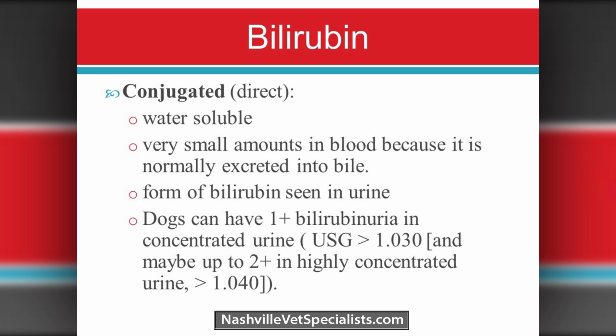Conjugated is the water soluble one. There are very, very small amounts in the blood because it's really excreted into the bile. This is the form that is actually in urine. So when you see bilirubin in the urine, that's what's conjugated. And dogs are the only species that can have a little bit of bilirubin in their urine normally when it's super concentrated. For any other, like cats, you should never see bilirubin.